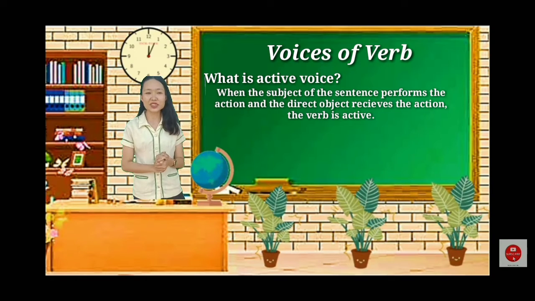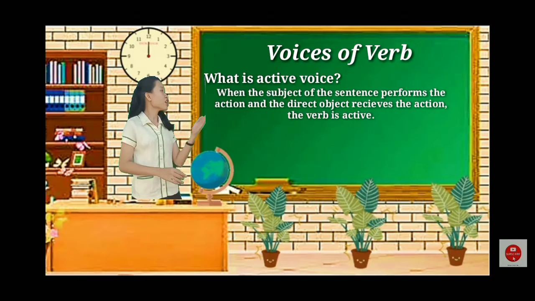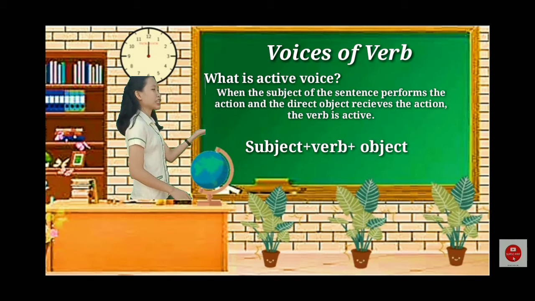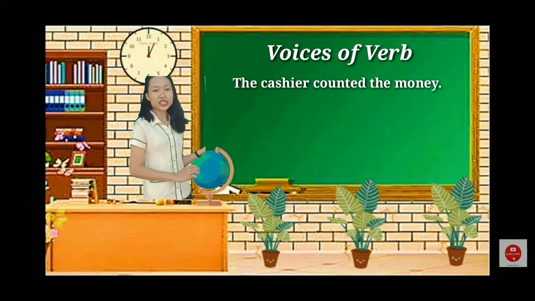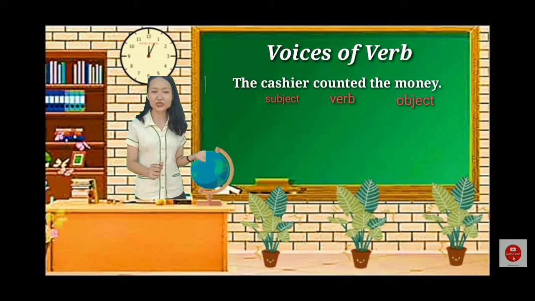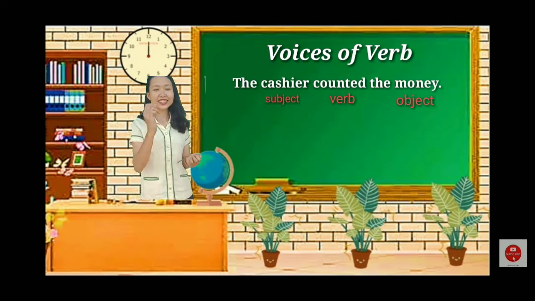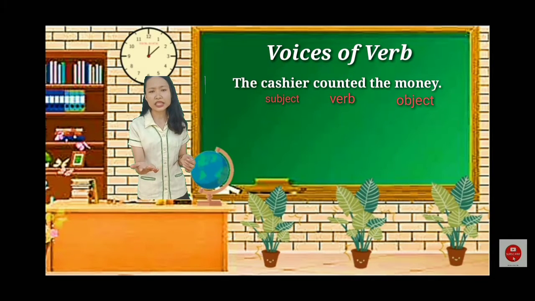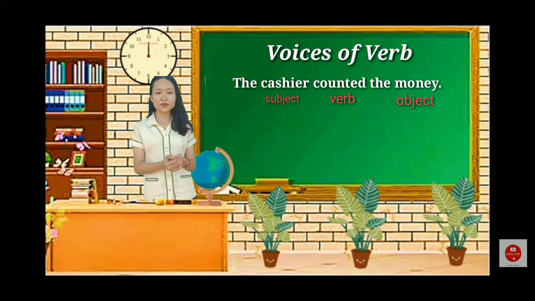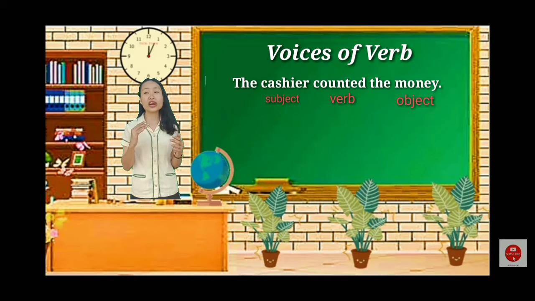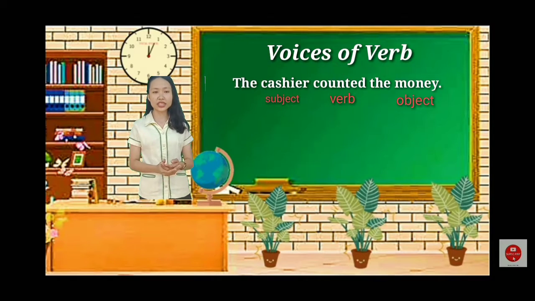Class, remember that a sentence in the active voice follows the subject, verb, and object pattern. Let's take a look at the first example here. The cashier counted the money. Now tell me the reason why it is active voice? Yes? Okay. Now can you give me another example of the active voice? Yes, Jessa? Okay. Very well said. Now let's talk about the second type of voice.